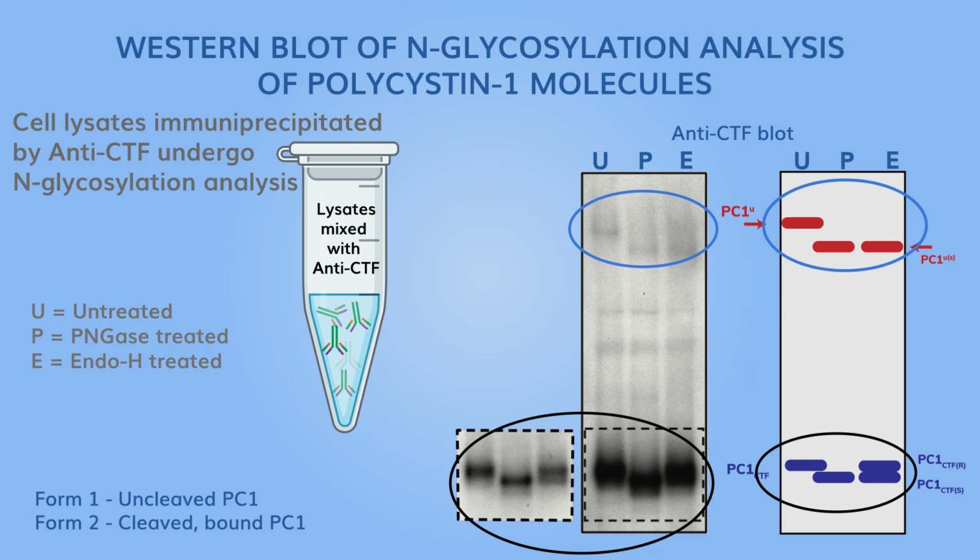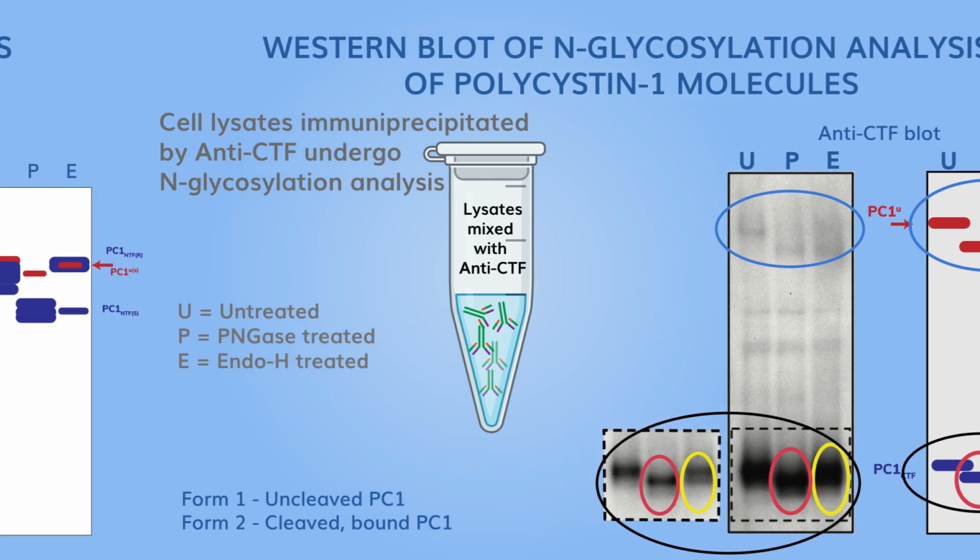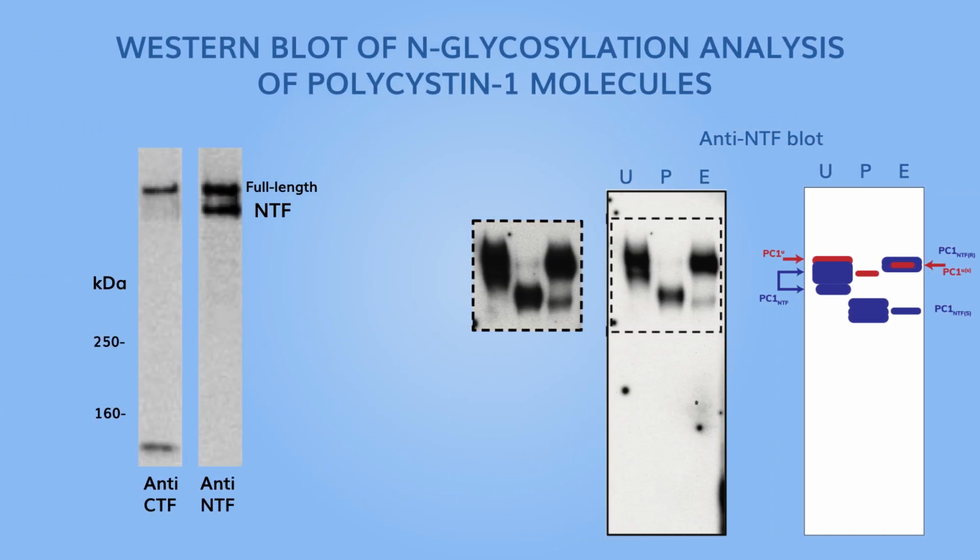All of the sugars on the PC1 CTF are removed by PNGase-F, resulting in a single, smaller band in the center. In contrast, treatment with endo-H results in two bands, the top one representing the endo-H resistant fraction, noted by the letter R. This is better visualized on the less exposed blot on the left. The blot can also be probed by anti-NTF.